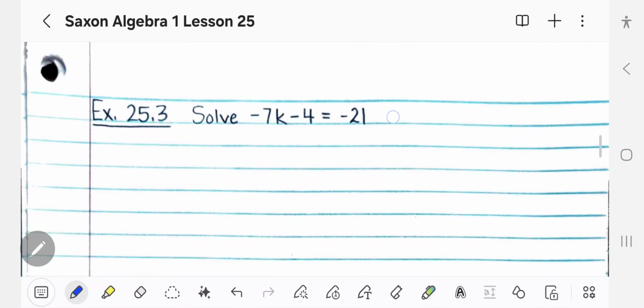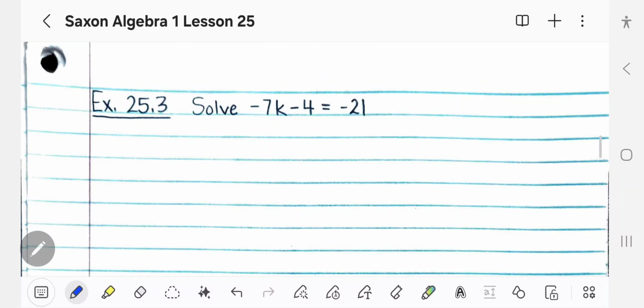All right, let's do 25.3. If you knew what k was, you would multiply it by -7 first. Then you would subtract 4, or add a -4. Now, we're going to go backwards. We're going to start here and then go here. And we're going to do the opposite. Instead of subtracting, we'll add. Instead of multiplying, we'll divide.